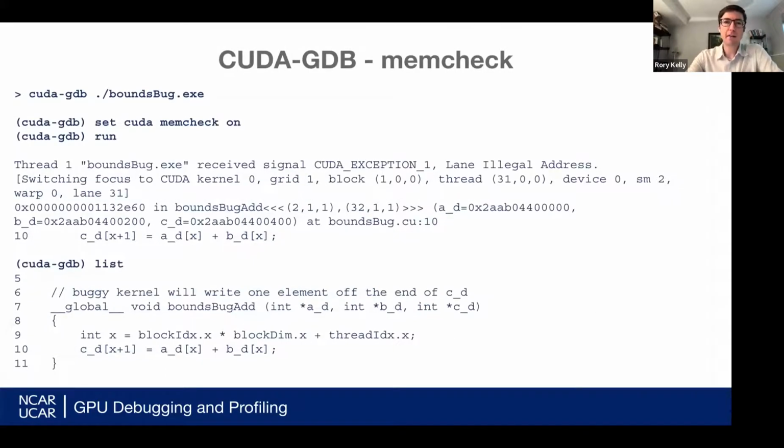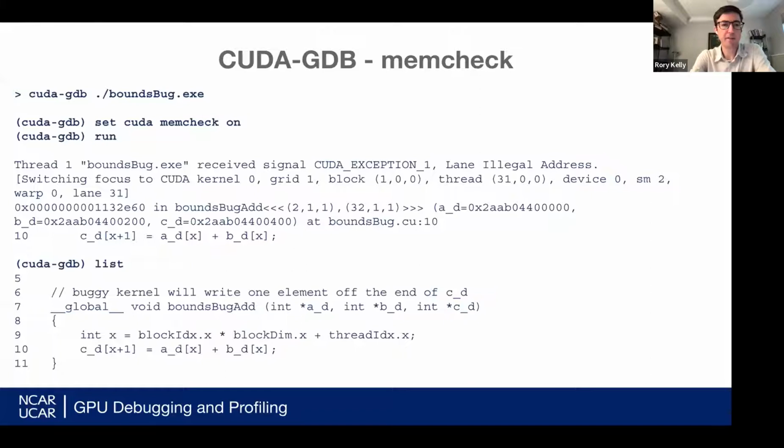Real quick, I'll just go back through using the memcheck tool. What if you had looked at that same problem from inside the debugger? To do that, I would start CUDA-GDB on that bounds bug program. I would say set cuda memcheck on and then run. And you can see again, it finds the problem straight away. One nice thing about being in the debugger is you get a little more information because the debugger has access to your source code. So again, I can see where the out of bounds write occurred, here on line 10.